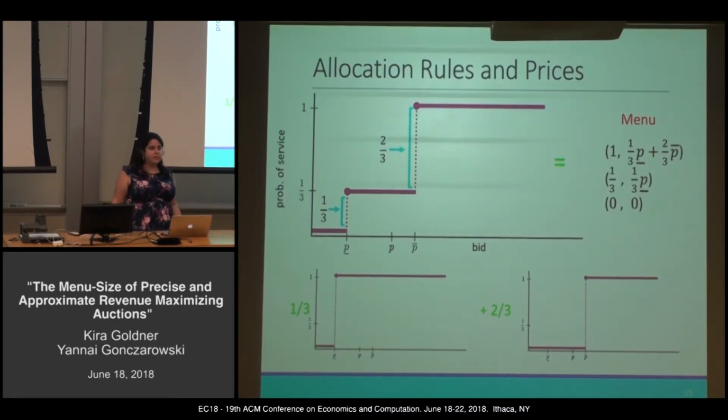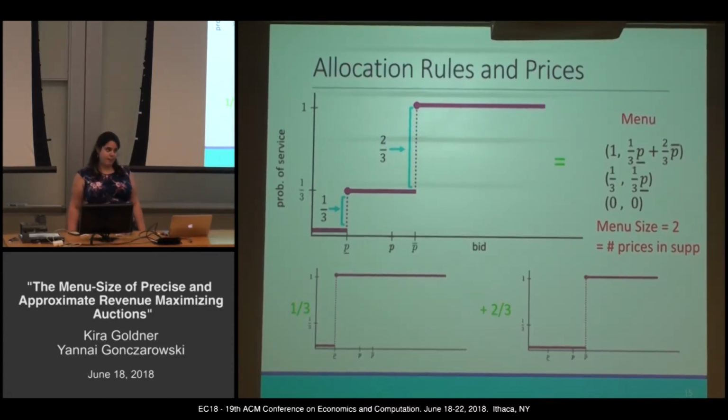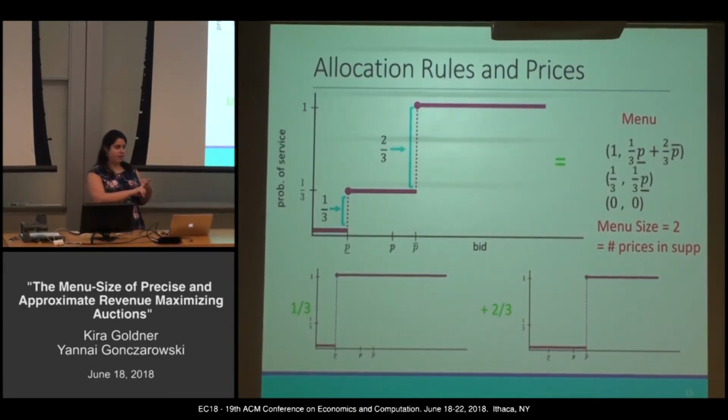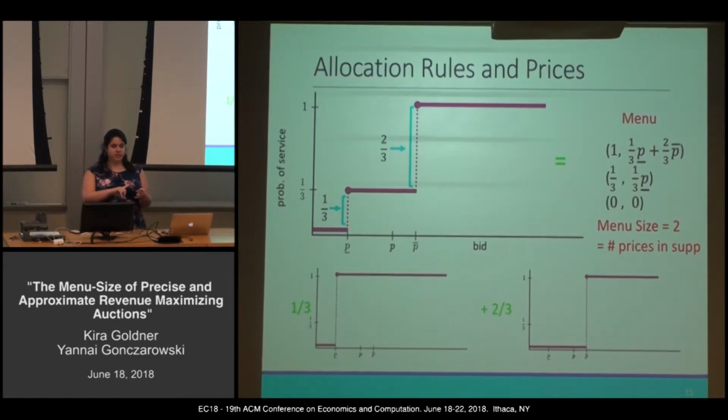And again, our menu size is the number of non-trivial options, so the number of options not including 0, which here is 2. And this is exactly the same as the prices that we're randomizing over in this board. Okay? So I'm going to conflate a lot: revenue curves, allocation rules, randomized prices, and menus, because there's this nice linking between all of them. Any questions about this?